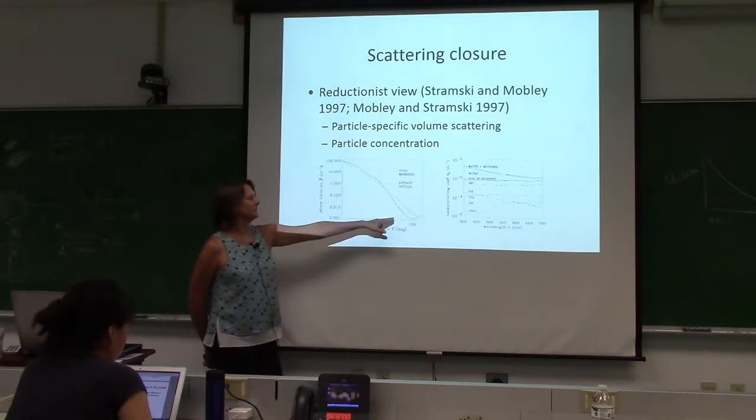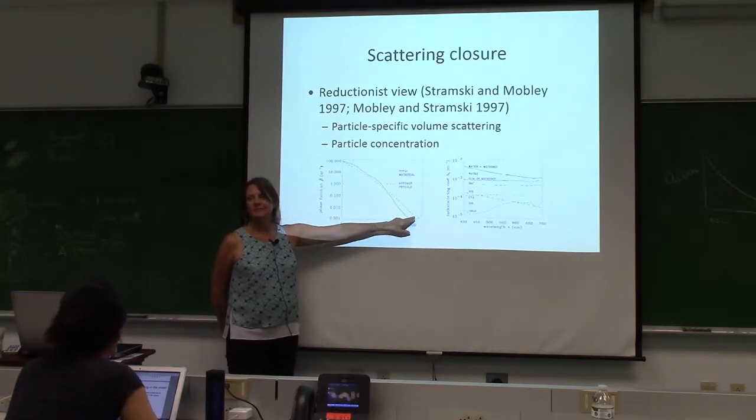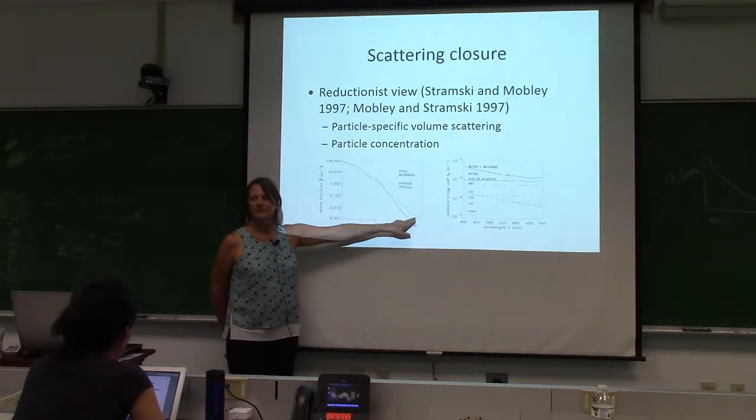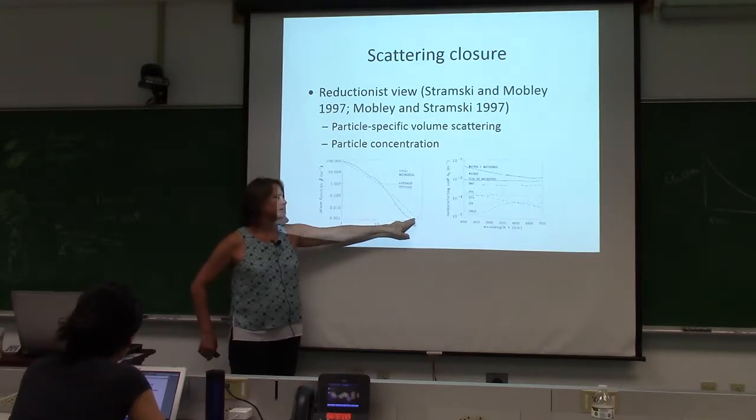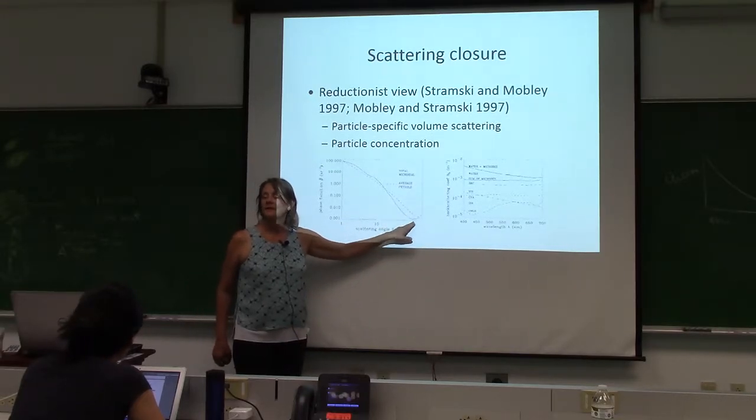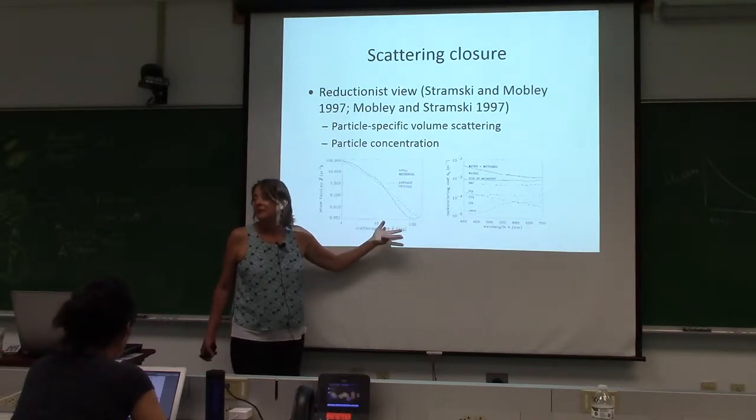So that's basically like saying, okay, there's a difference here, I don't have enough things, so it must be small particles. Exactly. As opposed to saying that maybe your instrument isn't measuring well in the back. It could be that also, right?